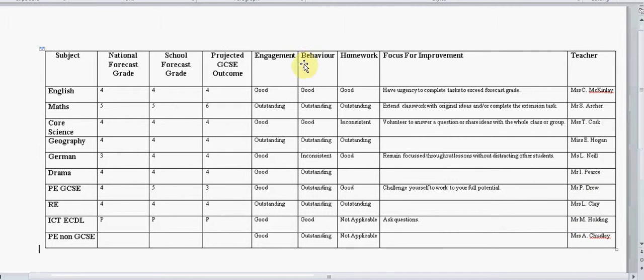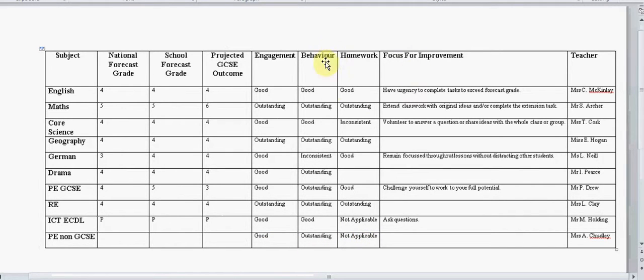We then have what we call the attitude to learning descriptors, and that's about their engagement in lessons, a student's behaviour in lessons, and their homework. And they can be good, outstanding, inconsistent or poor. Occasionally it's not applicable. So for example in PE non-GCSE we don't set homework, so it's not applicable there.